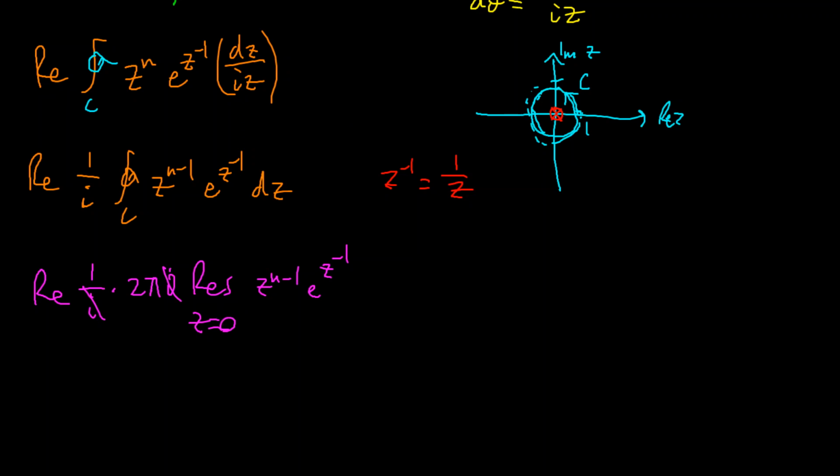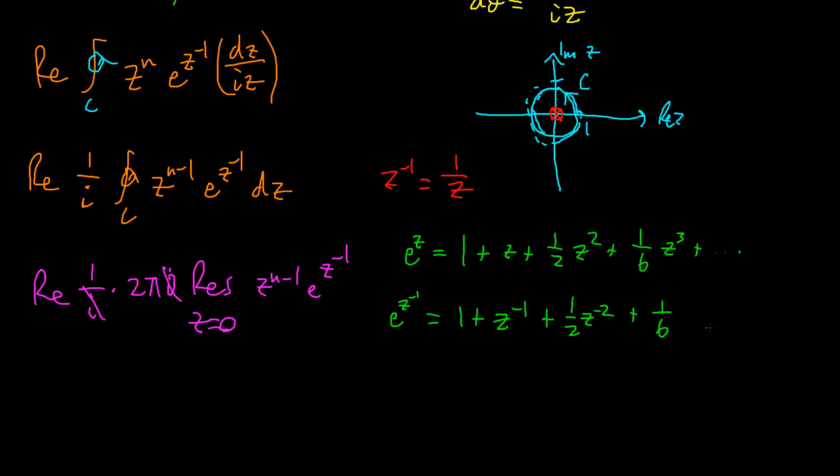So we start with the Taylor series of e to the z. e to the z is 1 plus z plus 1/2 z squared plus 1/6 z cubed, and so on. What we have is not e to the z. What we have is e to the z to the power of -1. So I basically replace z with z to the power of -1. So this is 1 plus z to the power of -1 plus 1/2 z to the power of -2 plus 1/6 z to the power of -3, and so on.